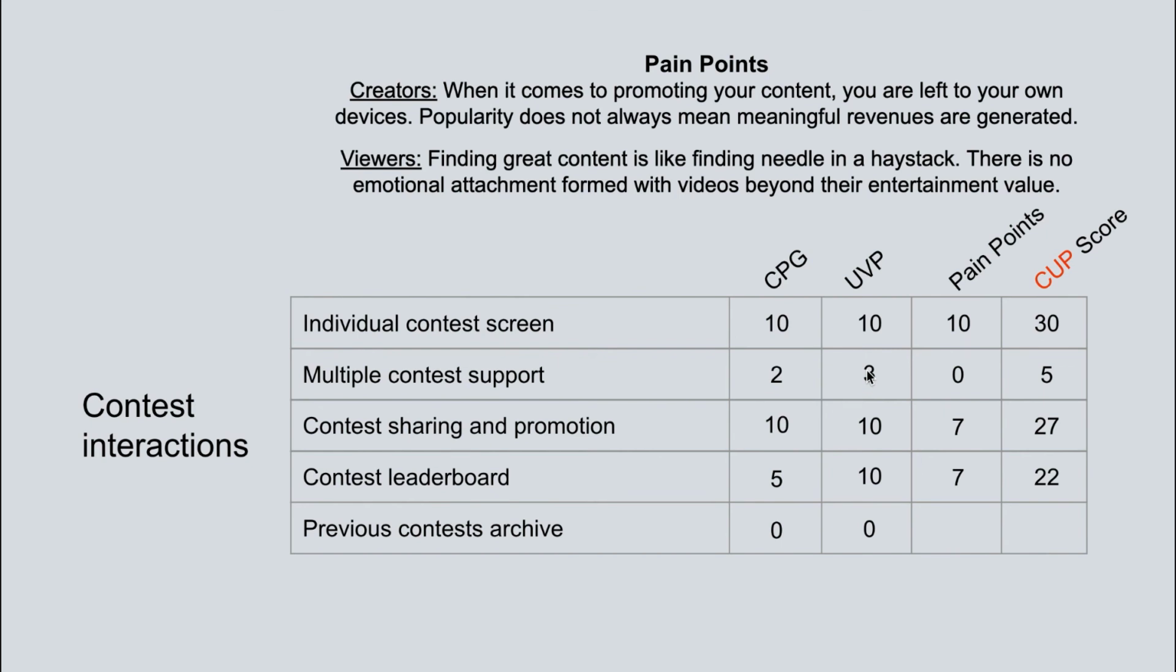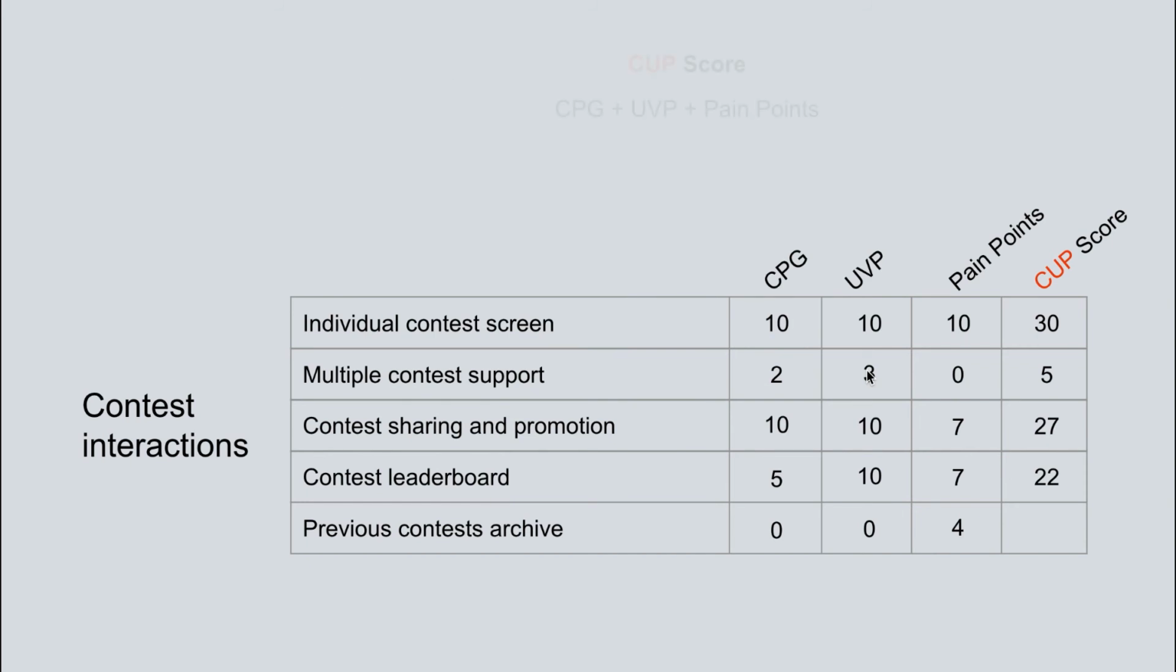Let's take a look at the pain points. And a previous content archive doesn't help the creators at all. As far as viewers, well, it definitely helps them find popular videos and provides some entertainment value. And on the strength of that, I'm going to give it a 4. I could have given it a much lower grade. But again, the point is that this doesn't have to be scientific. It's more directional. And a 4 fits well with the general direction we want to go with this. So the sum of these 3 grades is a 4.